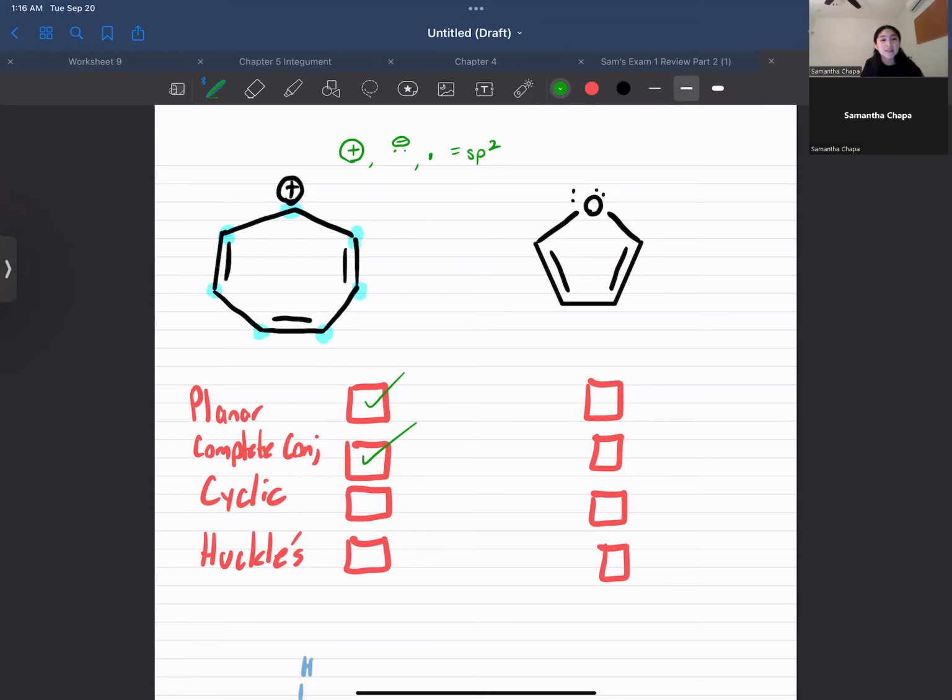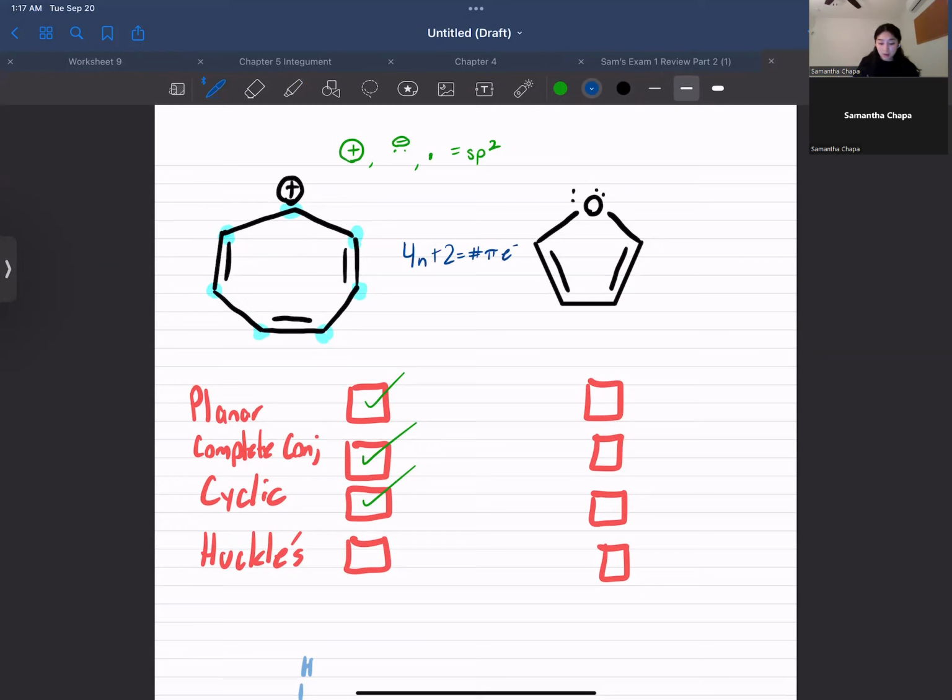Are we in a cyclic molecule? We are cyclic. And so the last thing we have to find out is whether or not we obey Hückel's law. Hückel's law is 4n plus 2 equals the number of pi electrons, and this will vary depending on what compound you're given.